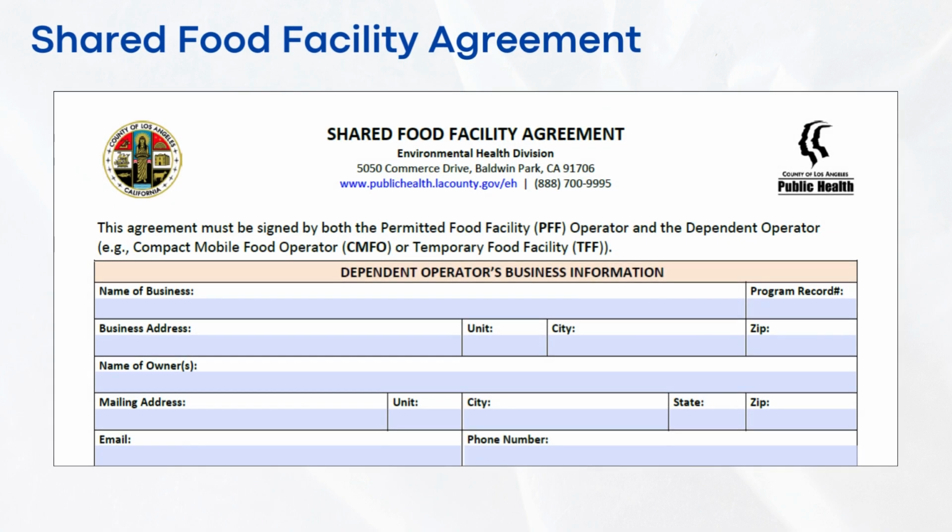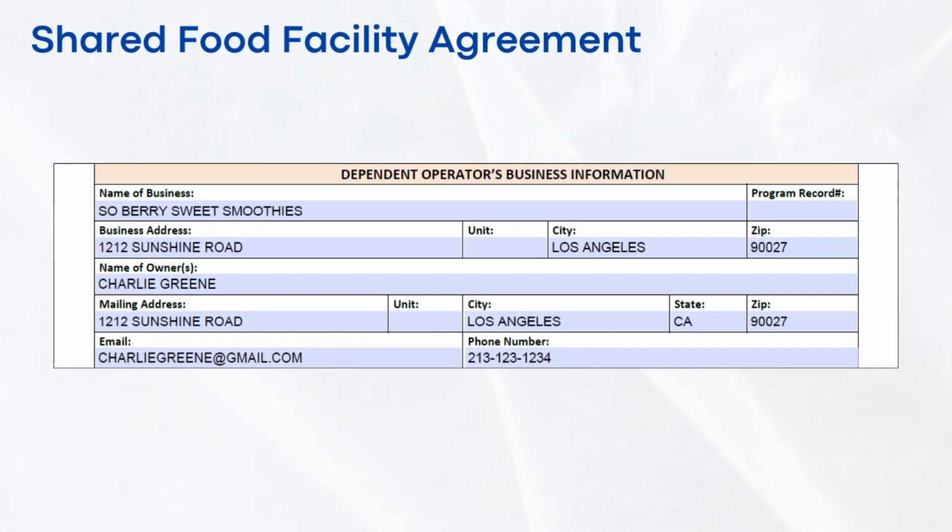Let's begin with page 1 of 3. The dependent operator's business information will be placed in the top portion of the application. First is the name of the business. Next is the address of the business. Make sure to include the number and name of the street, city, and zip code. Then provide the CMFO owner or dependent operator's name. Again, these terms are used interchangeably.